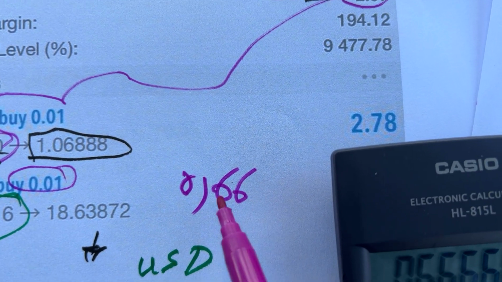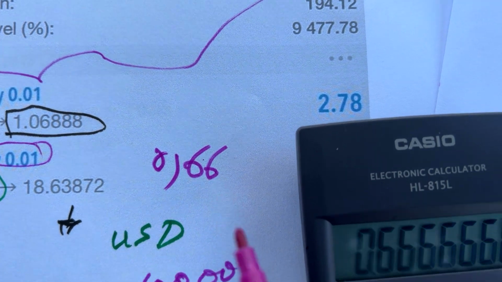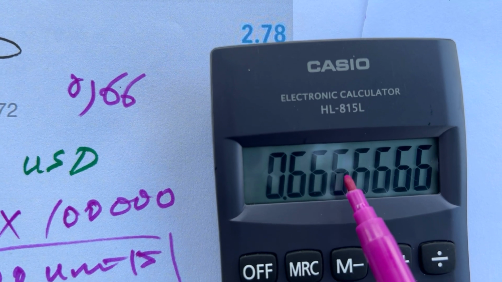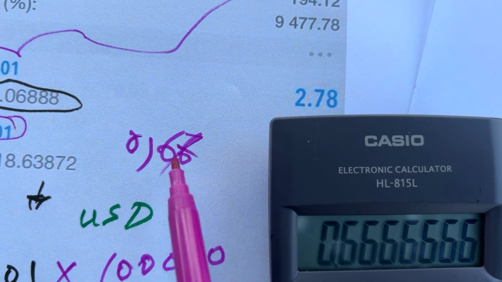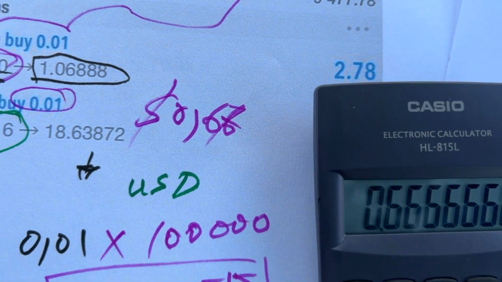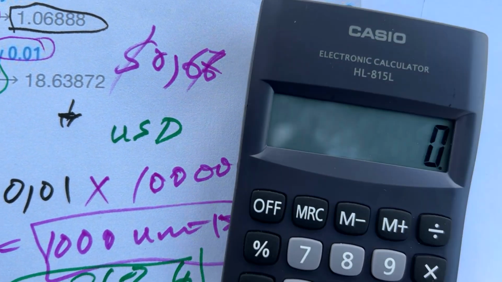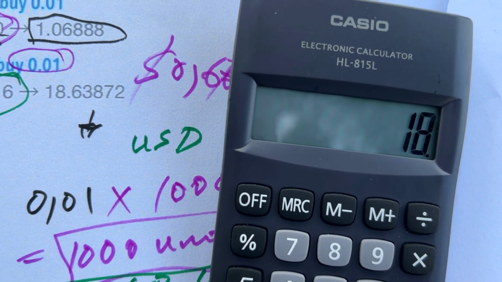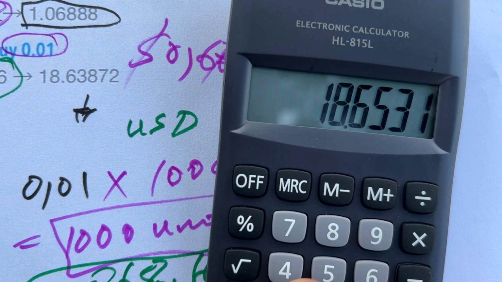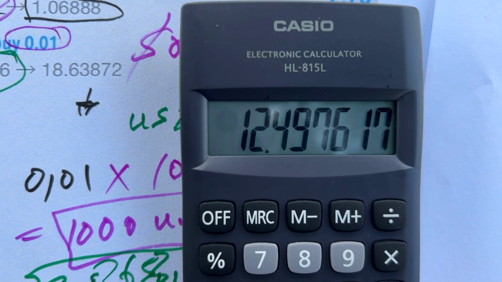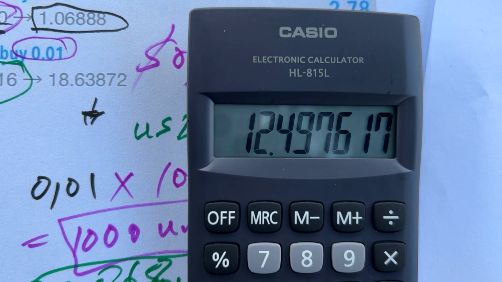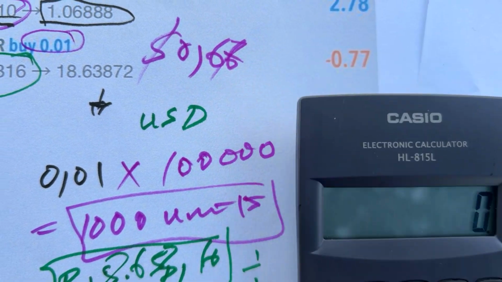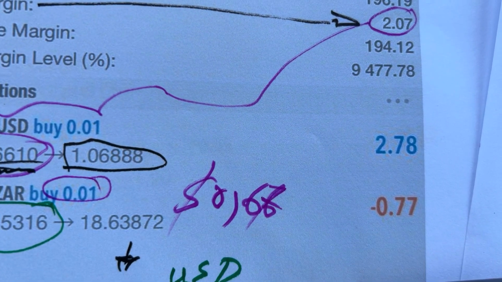0.66. And we want two numbers after the decimal point. After the decimal we have 0.66, which we can make 0.67, because after the 6 we round the number up to 7. So you need only $0.67, and it's $0.67 times 18.65316. That is 12 rand 50 cents. That's the amount that you need to actually trade now.